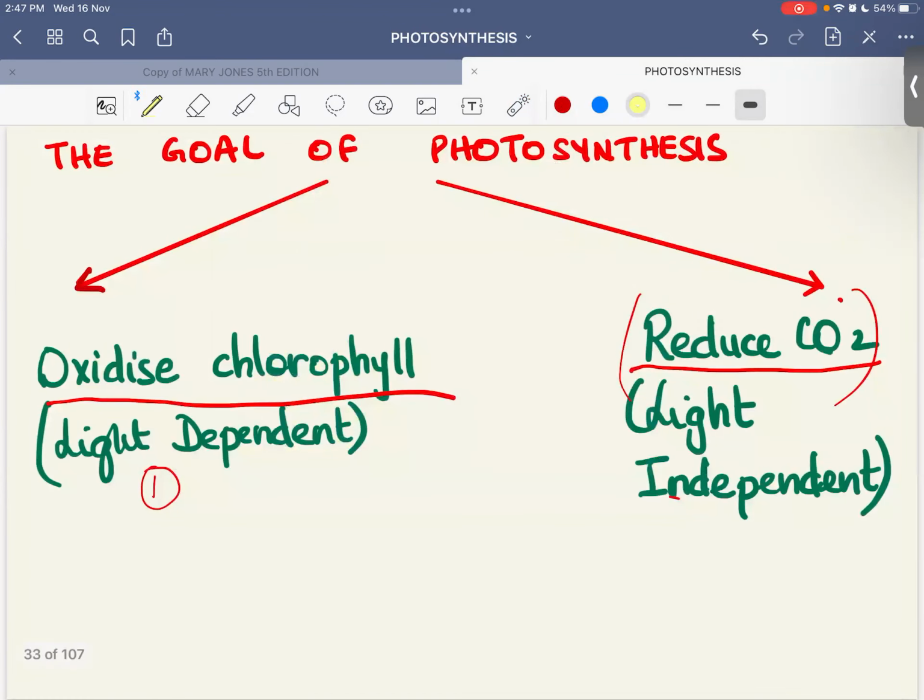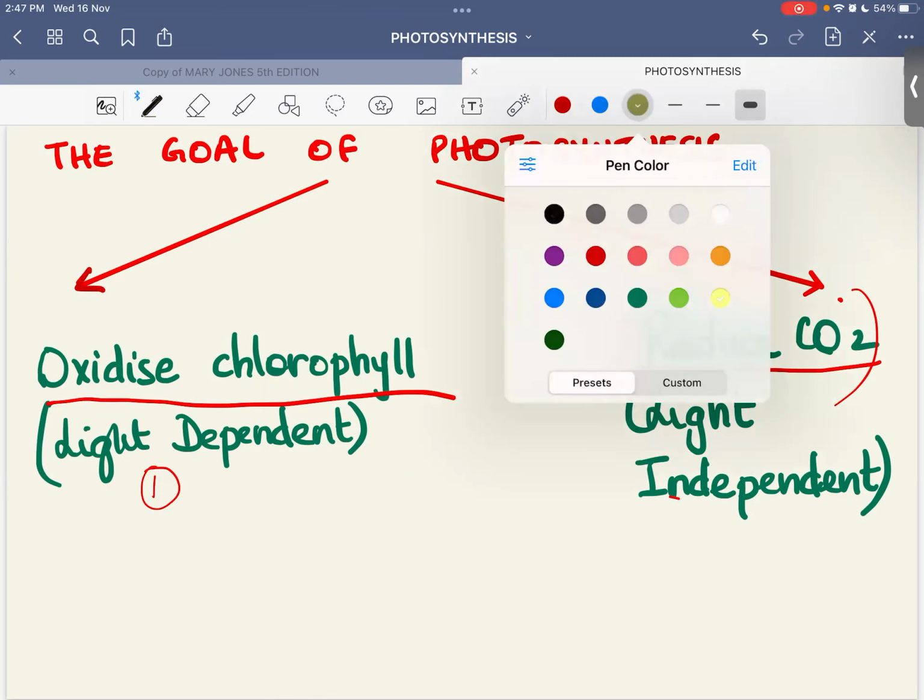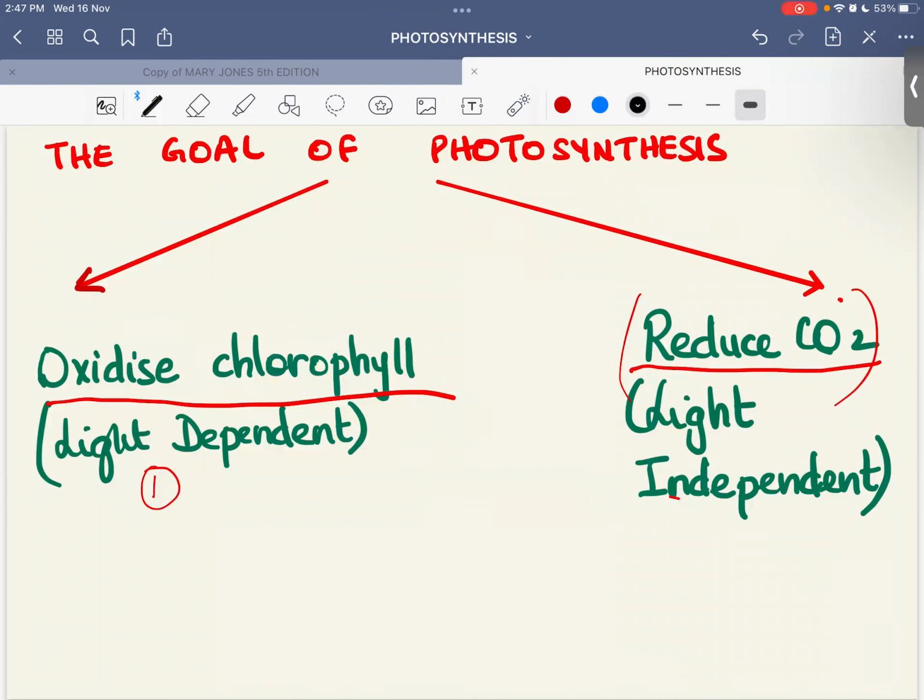So this means that जो पीछे जो डायग्राम था ना, उसका एक वर्ड फॉर्म में मैंने यहाँ पे एक कॉन्सेप्ट मैप बनाया है कि the goal of photosynthesis is to number 1, oxidize the chlorophyll in the light dependent phase and reduce the carbon dioxide in the light independent phase. Got it? Got it. Okay.